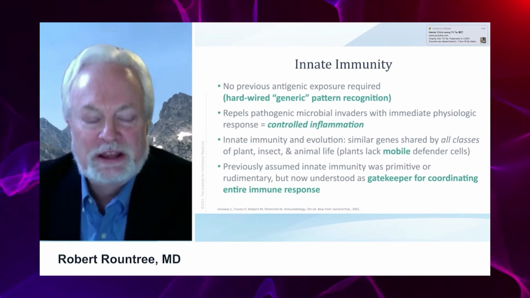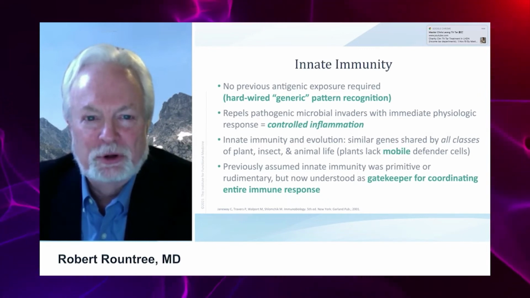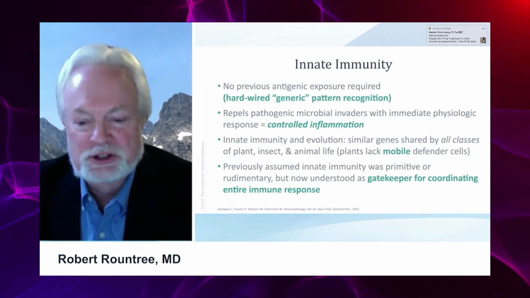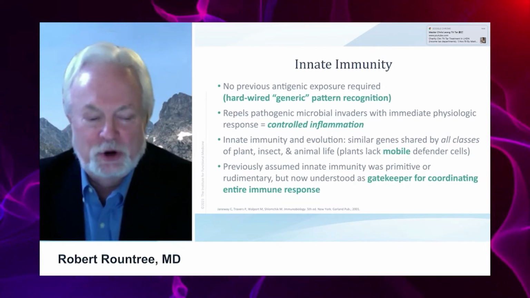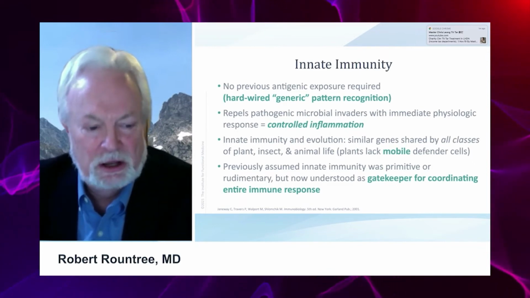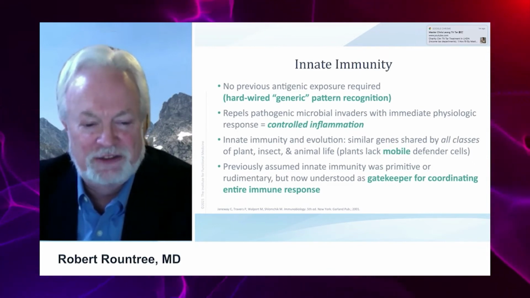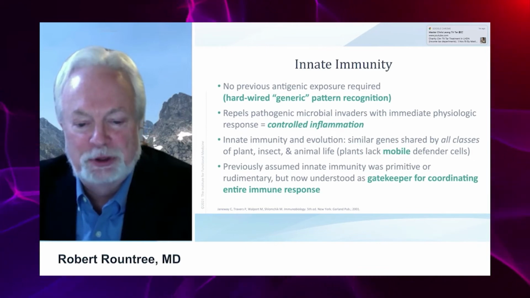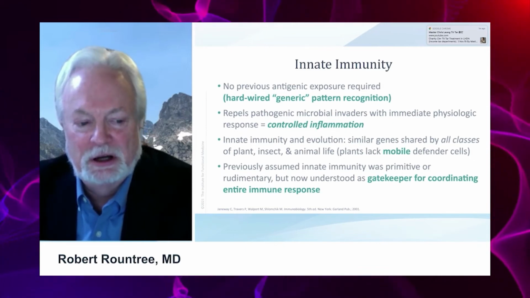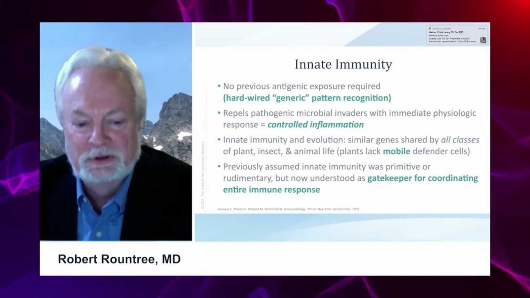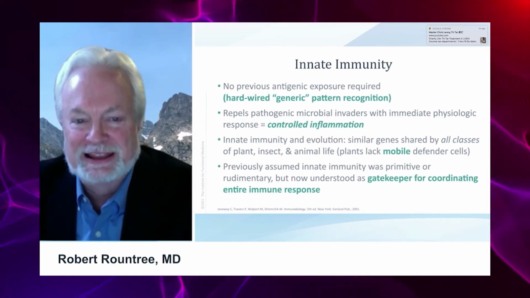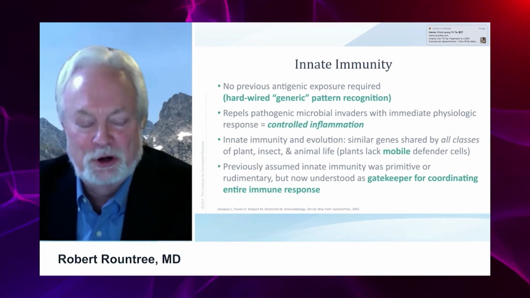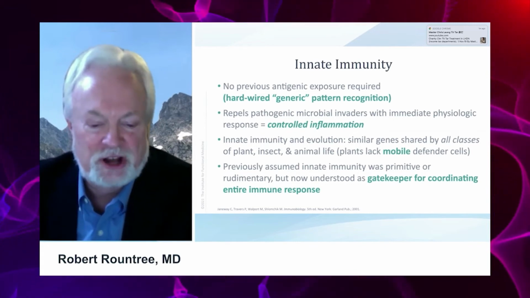Now, when the innate immune system was first being mapped out and understood, it was assumed that it was very primitive, very rudimentary. This is something that mostly you're going to find in jellyfish, right? And so it was really downplayed as being very, very primitive. But now we understand that the innate immune response really acts as the gatekeeper for everything else that's going on in the body.